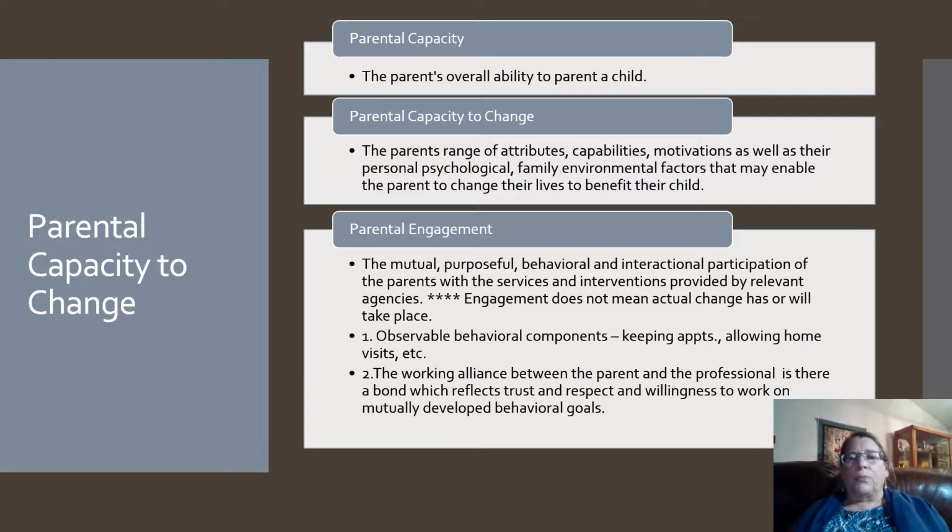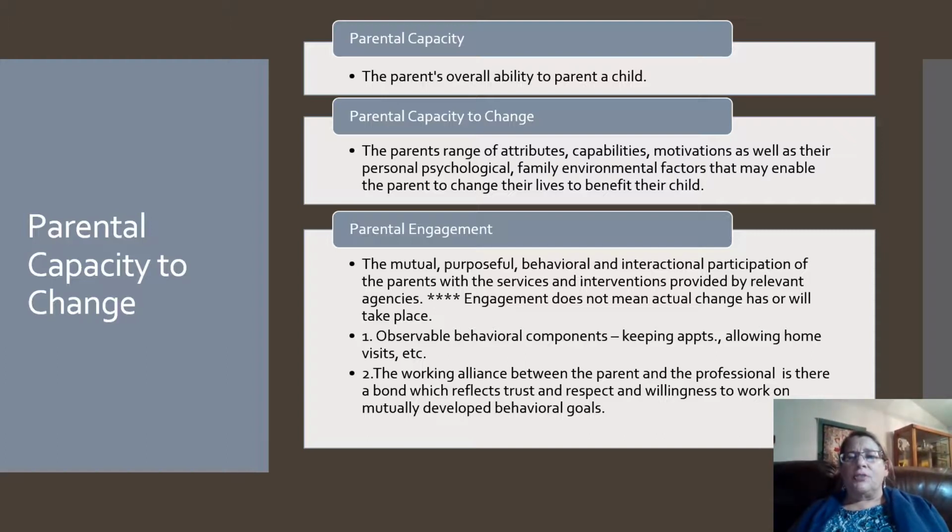And then we measure parental engagement. And this is basically a person's capacity to enter into a mutual and purposeful behavioral interaction between the services that you're providing and the interventions you're providing. And so in other words, can they engage with an agency? So they may be able to change on their own. They may be able to take care of their child, but it doesn't mean that they're necessarily going to have what it takes in order to interact with you.